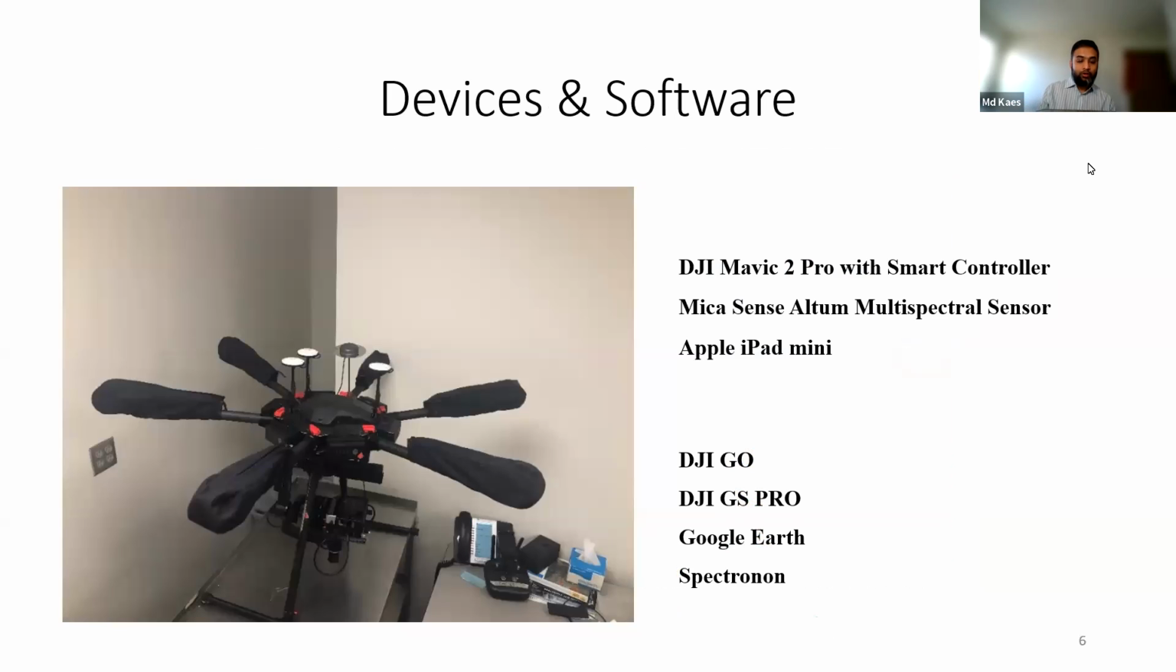So for our project of this hyperspectral imaging, we used a DJI Mavic 2 Pro with smart controller. This is a drone. Then the MicaSense Altum multispectral sensor. This is the camera. Apple Minitag. And the software we used is DJI Go for controlling the drone, DJI GS Pro for drawing the flight path, Google Earth for selecting the region of interest, and Spectronon for data analysis.